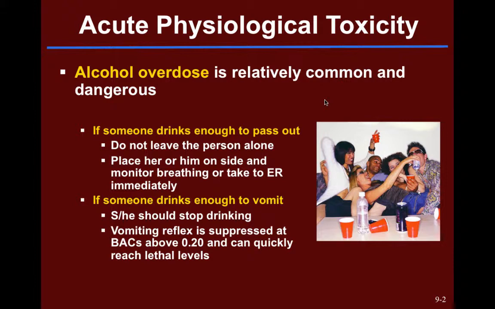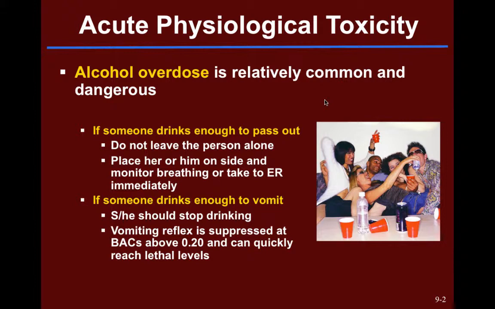Now, acute physiological toxicity, the biggest risk that we face here is alcohol overdose, and this is one that university communities tend to be pretty familiar with. So you may have heard of these types of symptoms before. It's relatively common and it can be extremely dangerous. So if someone drinks enough to pass out, it's very important not to leave the person alone. You may have heard this already.